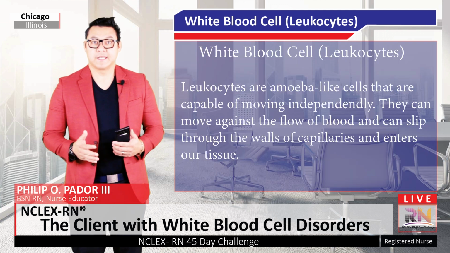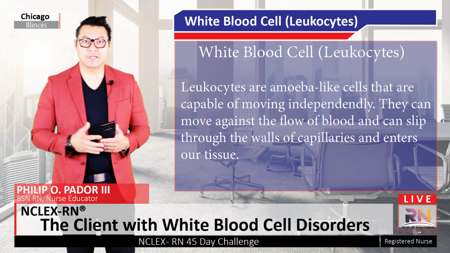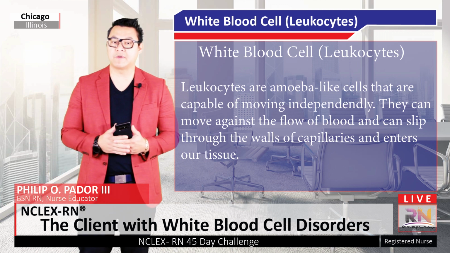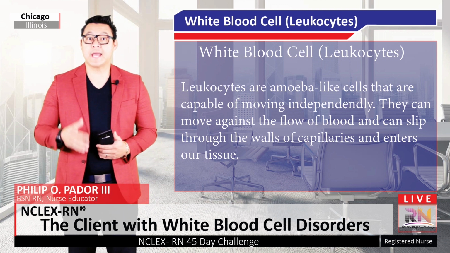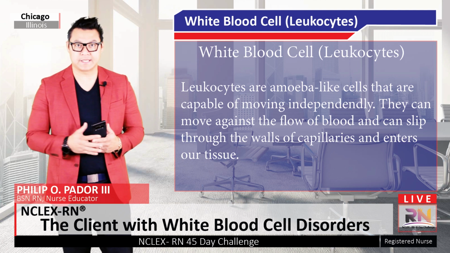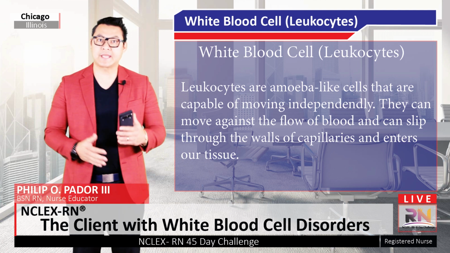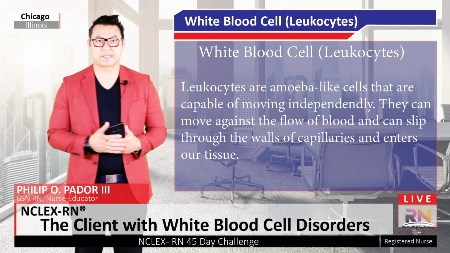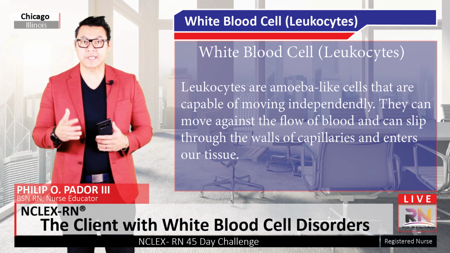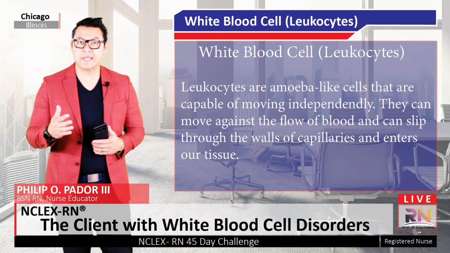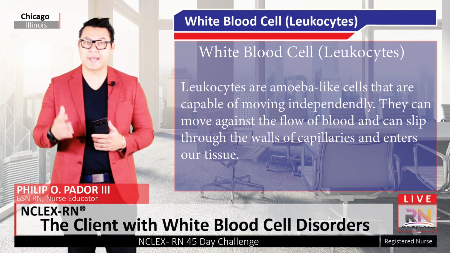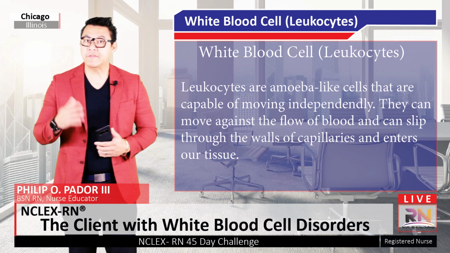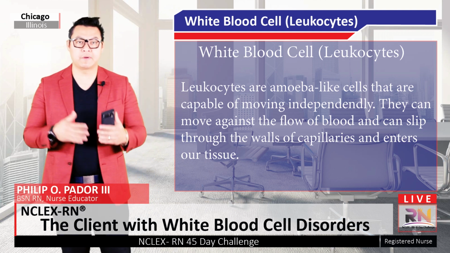So leukocytes, the white blood cells, are found circulating in the blood plasma, in our lymph system, and also in our tissue. And actually, leukocytes are amoeba-like cells. What that means is that leukocytes can move independently of other cells and other structures inside our body. In fact, leukocytes can move against the flow of the blood and the flow of lymph in the blood vessels and the lymph vessels of our body.